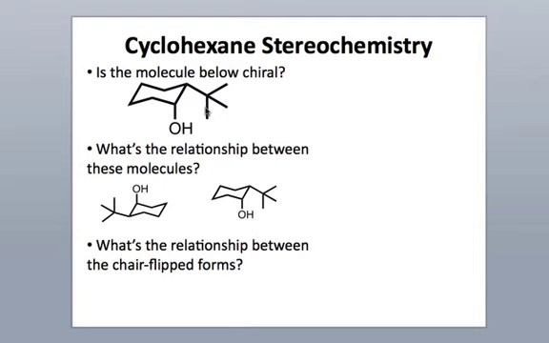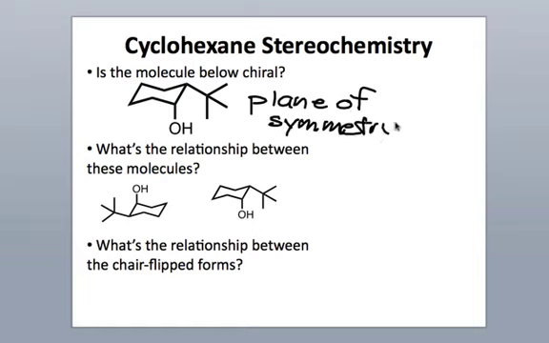So the first question I wanted to pose to you is whether or not the molecule we're looking at here is chiral. Remember that our condition of chirality was looking for a plane of symmetry in the molecule. If we found a plane of symmetry, we knew that the molecule was achiral. That is, it was identical with its mirror image. On the other hand, if we didn't find a plane of symmetry, we knew that the molecule was chiral. Likewise with an inversion center. If we found an inversion center, we knew that the molecule was achiral. On the other hand, if we couldn't find one, we knew the molecule was chiral.